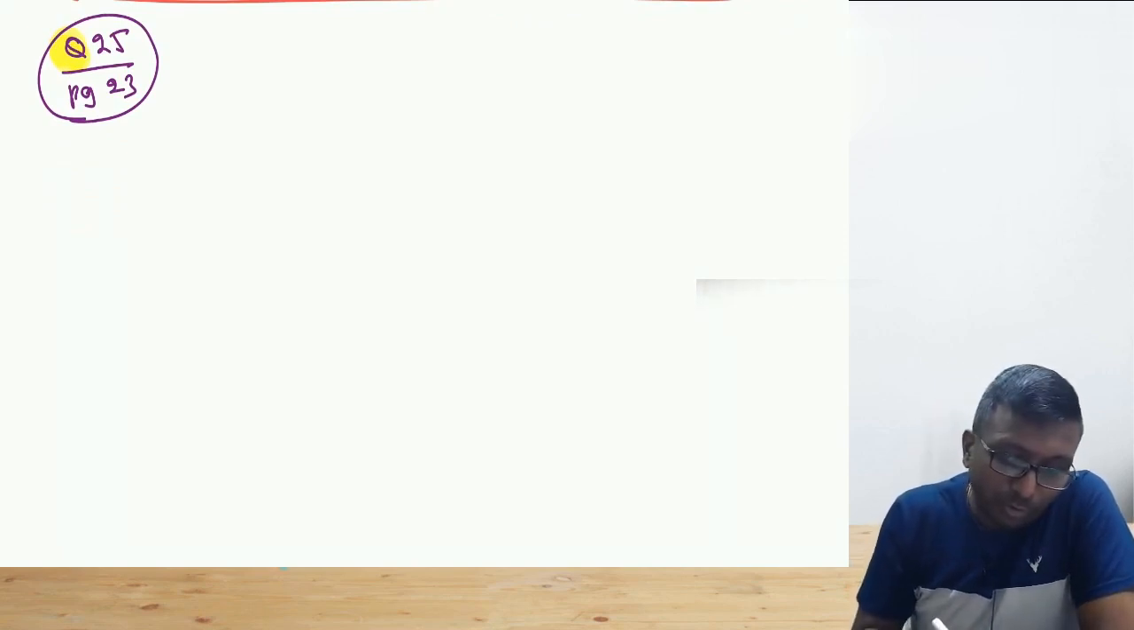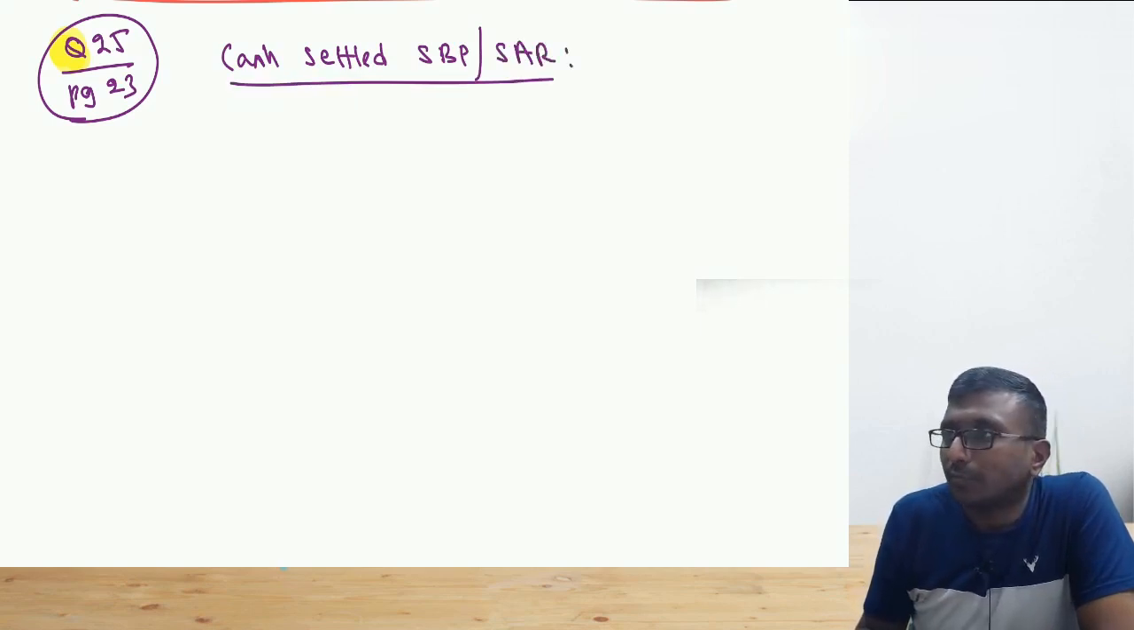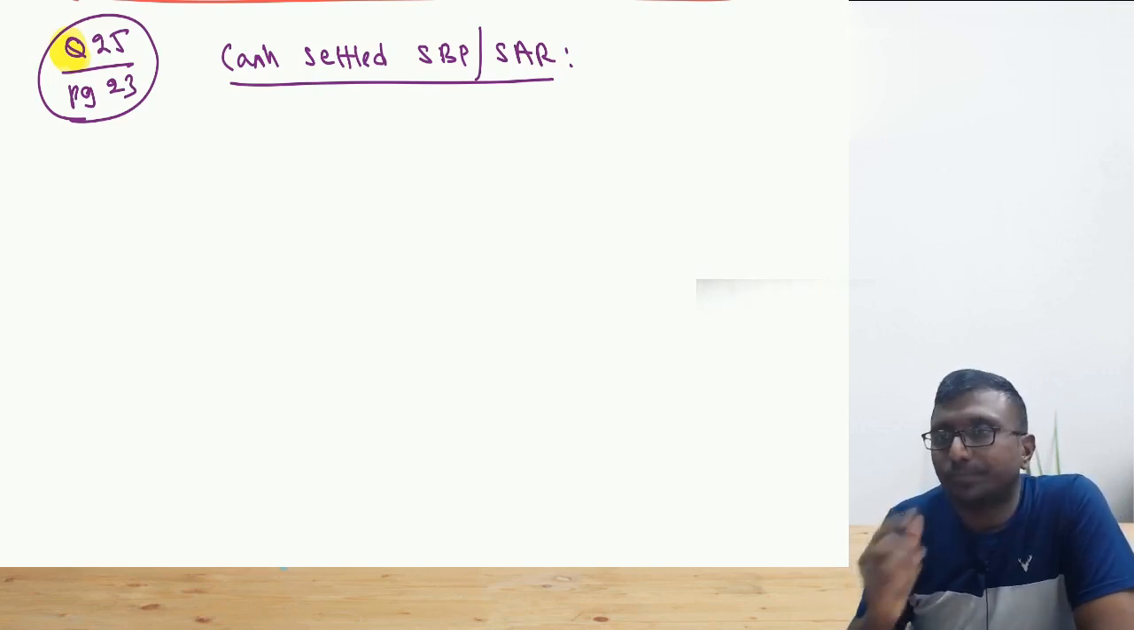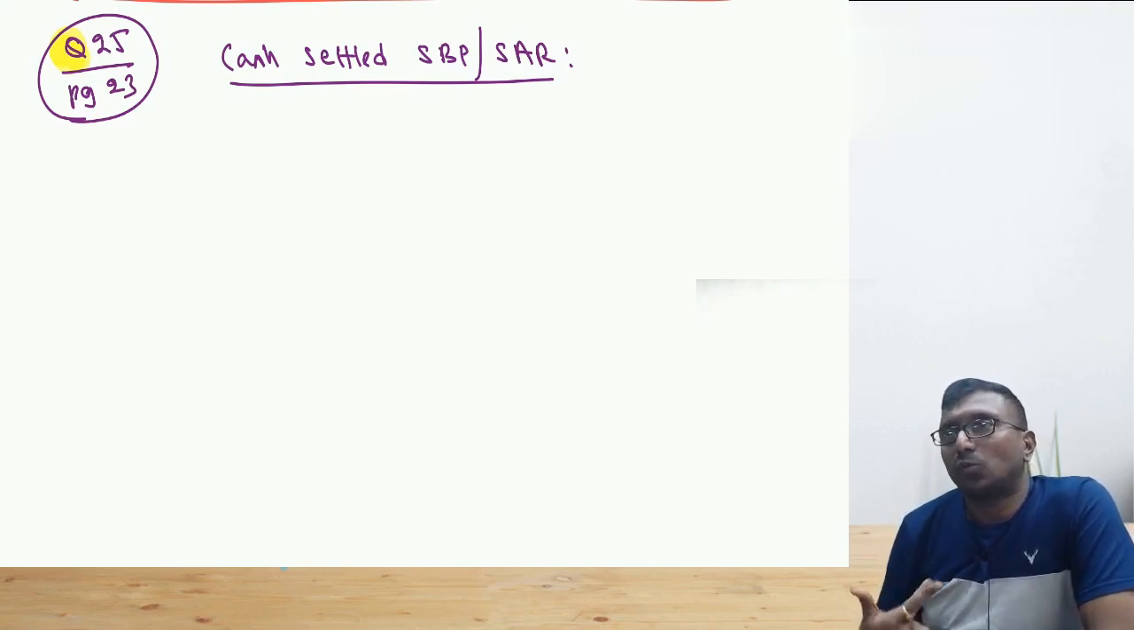Okay, what do you do? This is a cash settled SBP or SAR. You write one line. As per Ind AS 102, we should restate the SBPL.